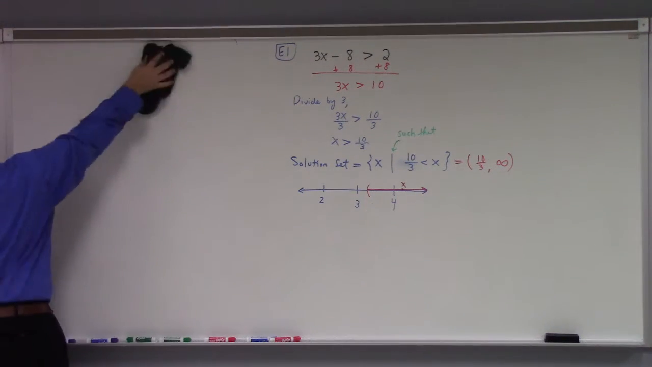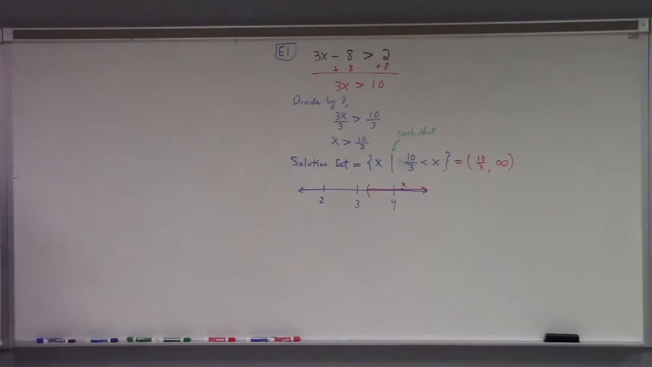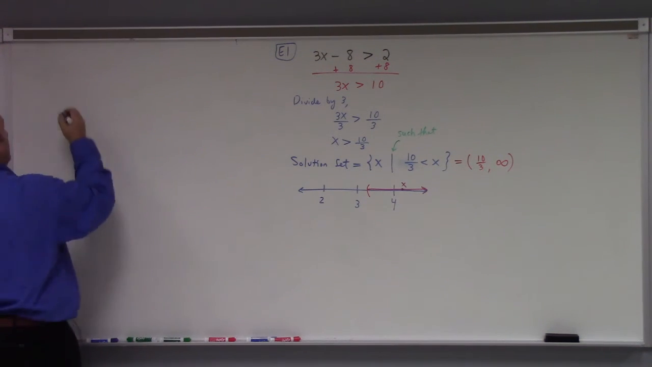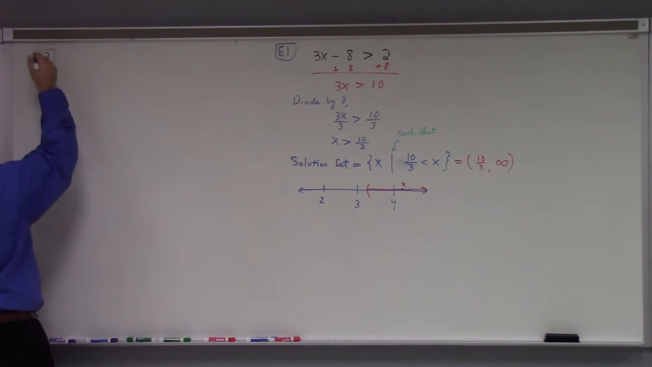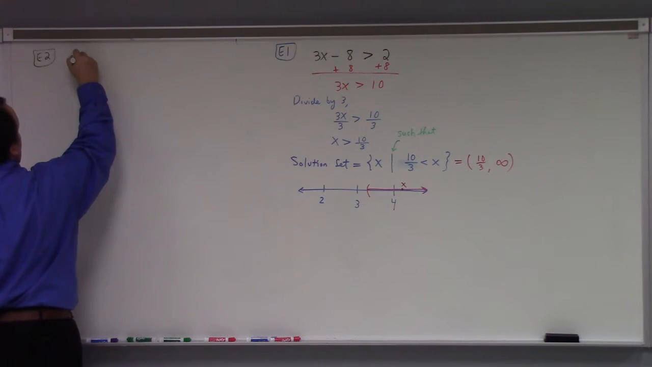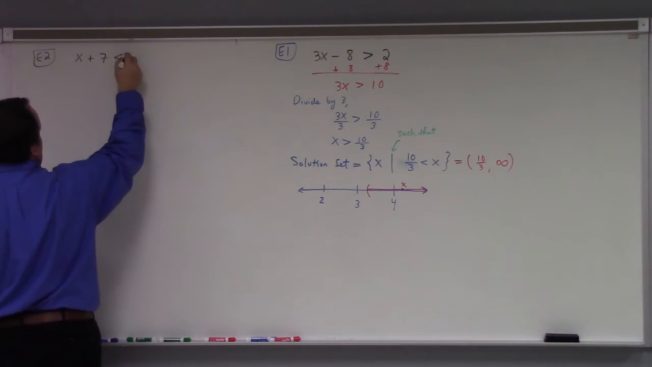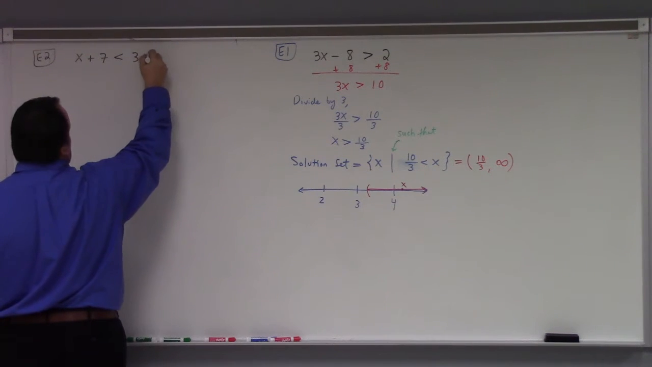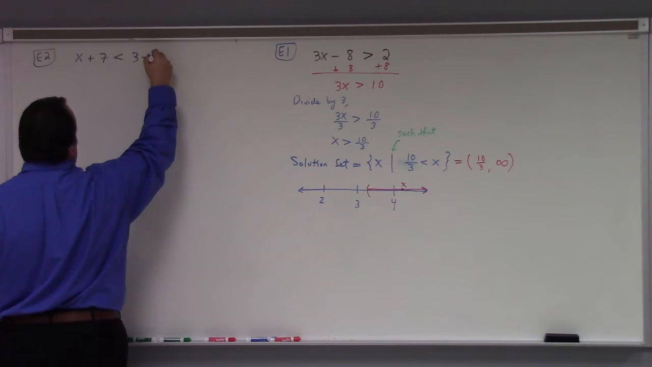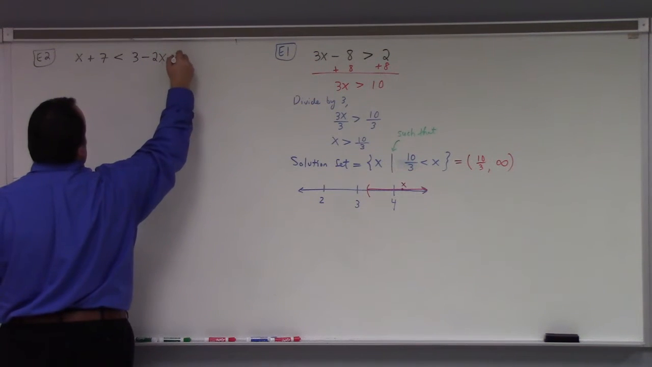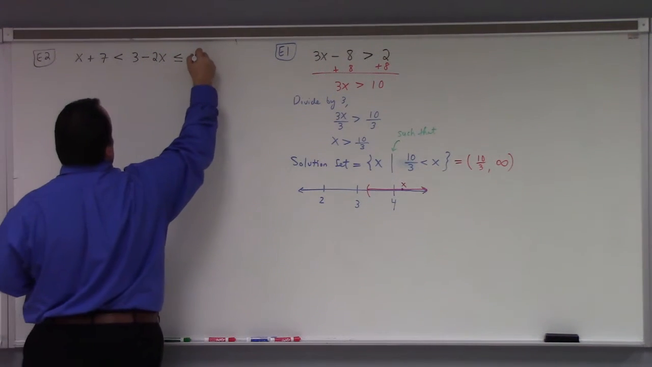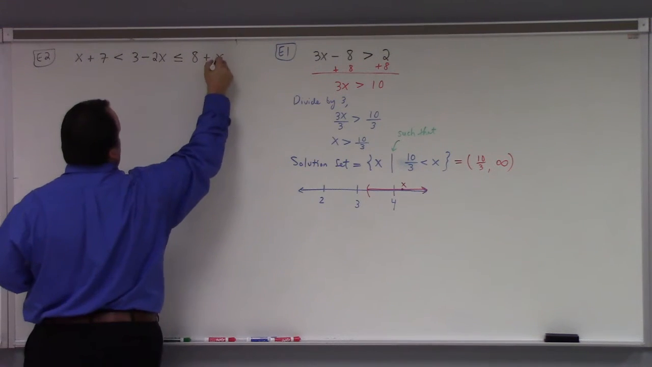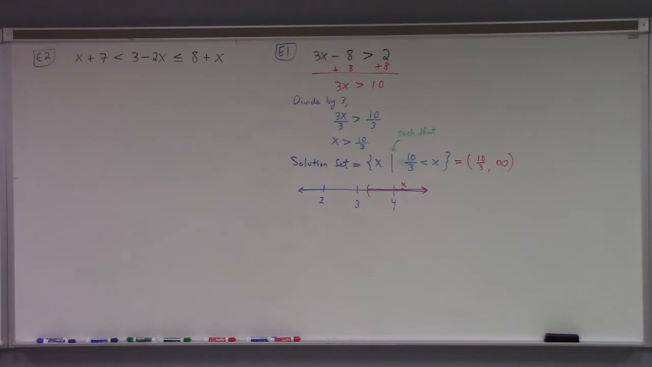So what if we're faced with something like x plus 7 less than 3 minus, oh, I don't know, 2x less than or equal to 8 plus x. Suppose you wanted to solve this inequality. So what would you recommend we do here? Any suggestions?